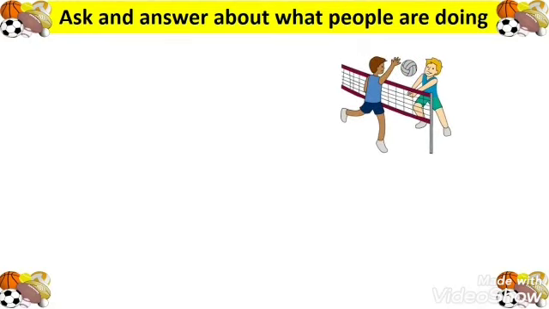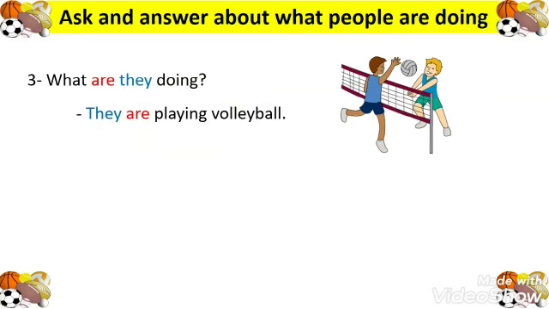Let's see example number three. Look at those boys. What are they doing? Can you guess? Yes. They are playing volleyball. So they are. They are playing volleyball.